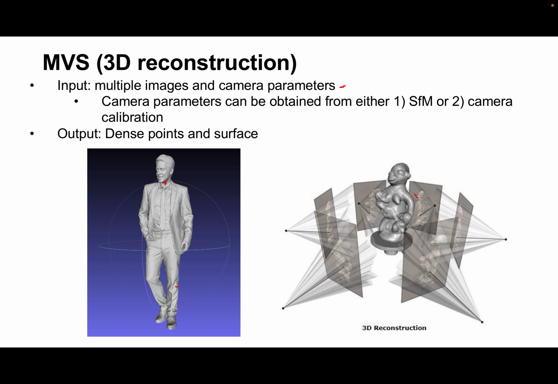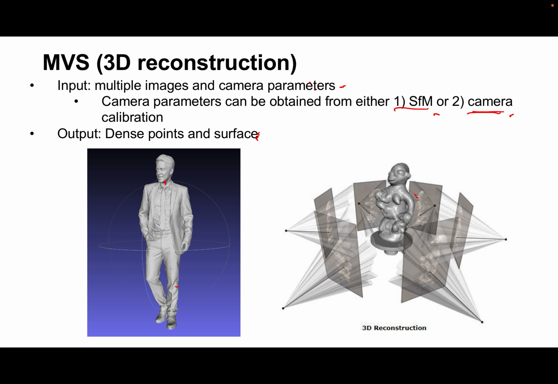Camera parameters can be obtained from either structure from motion or camera calibration. If we take just a video with our mobile phone and do not have access to a checkerboard, then the camera parameters should be from SfM. We can get camera parameters up to scale. But if we have some kind of multi-view capture studio and have access to a checkerboard, we can do camera calibration before data capture, then we can get camera parameters from camera calibration, right?